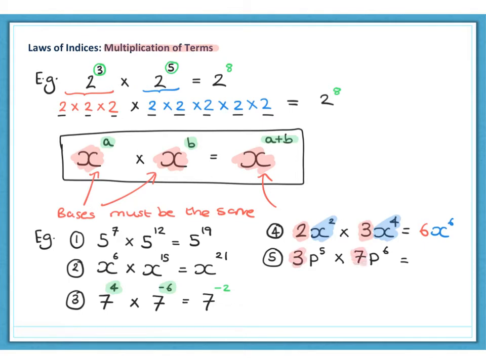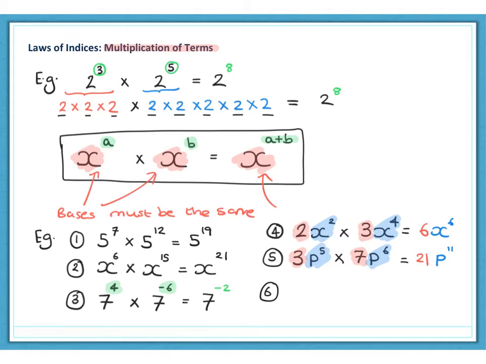3 multiplied by the 7 gives us 21. And then p to the 5 multiplied by p to the 6 gives us p to the power of 11. Let's try one last example.